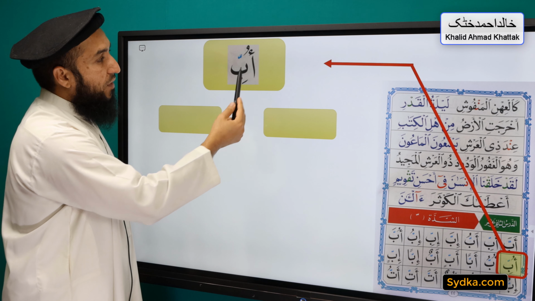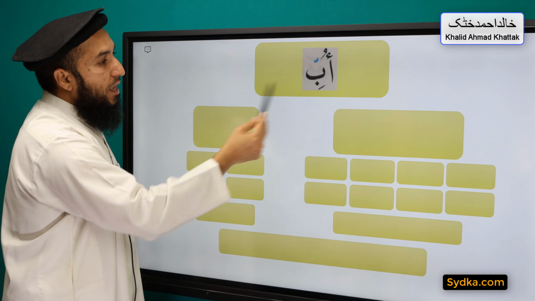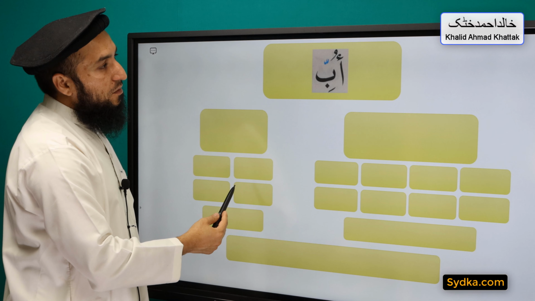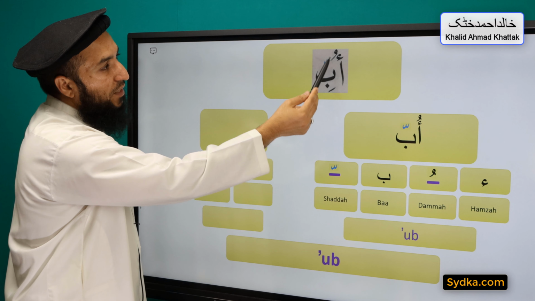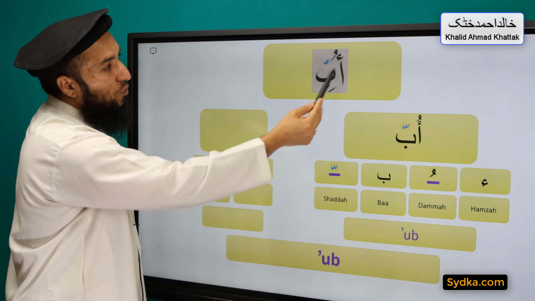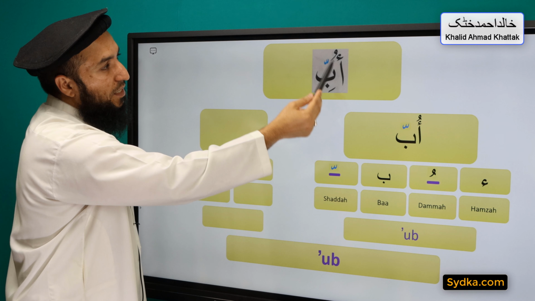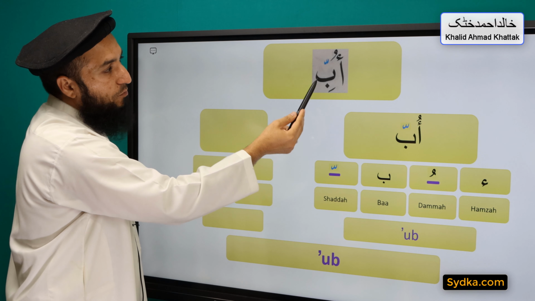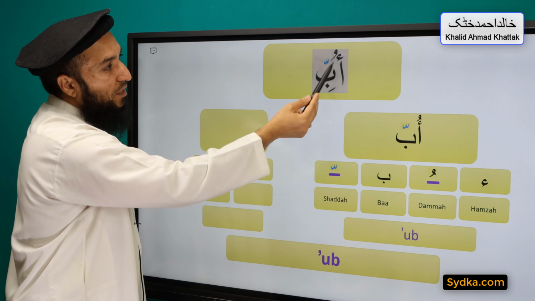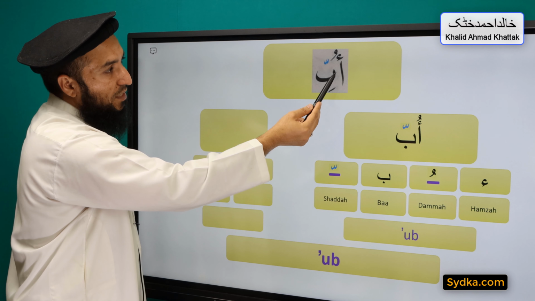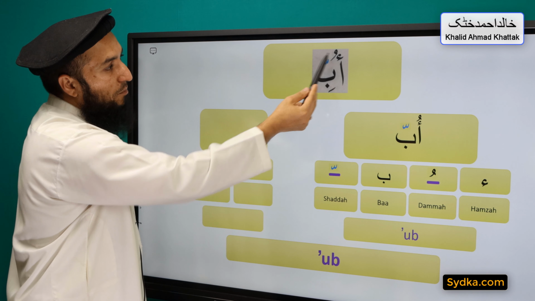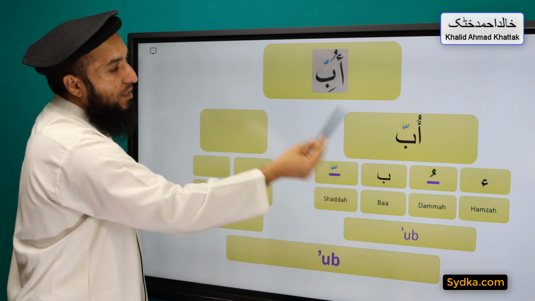The next word we have is Ubbi, and it can be divided into two syllables. The first syllable we have is Hamza Dhamma Ba Shadda Ub. Hamza is a light letter, it has dhamma on top of it, it is followed by ba, ba has a shadda. This alif is used as a chair for Hamza and it is silent. Hamza Dhamma Ba Shadda Ub.